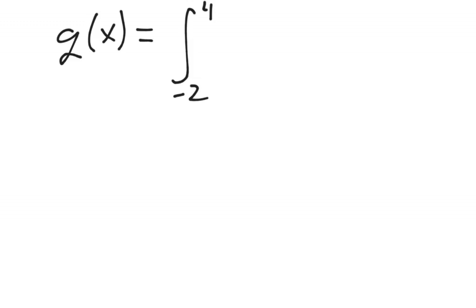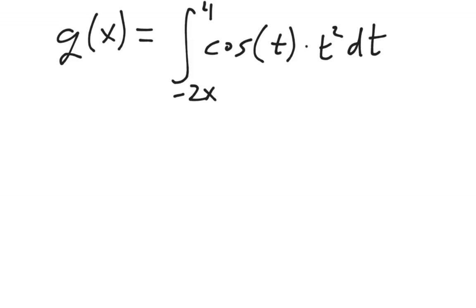And the last one, just for fun, to make you think a little bit, let's say I have g of x equals the integral from negative 2 to 4 of, I don't know, cosine of t times, why not, t squared. And actually this is not just negative 2, it's negative 2x. I guess I missed that. All right, so here's my integral: negative 2x to 4 of cosine of t times t squared dt. Again, we don't know how to integrate this, but I do know how to find g prime of x.